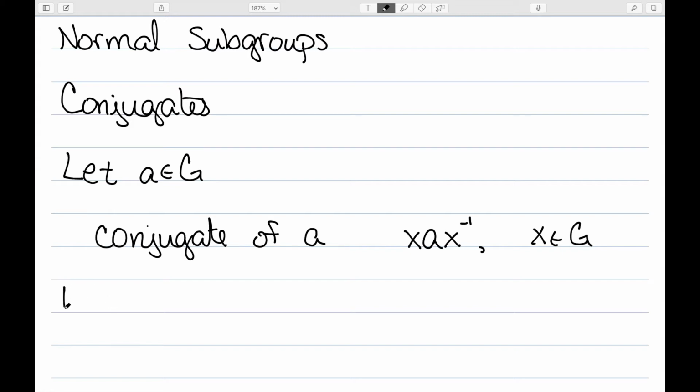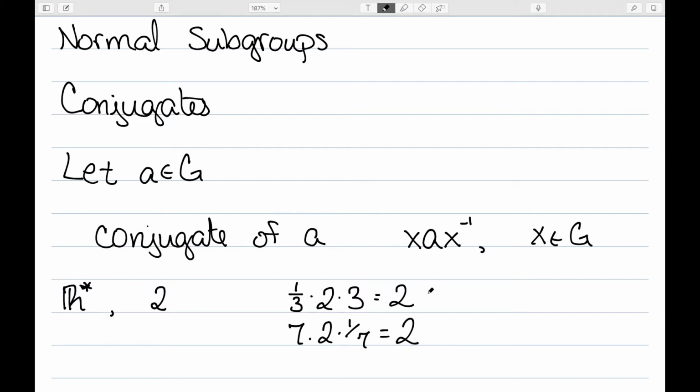As an example, if we consider R star, the group of real numbers under multiplication, and I'm going to pick the element 2, some conjugates of 2 would be something like 1/3 times 2 times 3. So 1/3 is X, and the inverse of 1/3 would be 3. Another example, if I want to pick the element 7, 7 times 2 times 1/7, which in this case is 2. It works out for R star that the conjugates are just equal to my element because it is a commutative group. But that may not always be true.